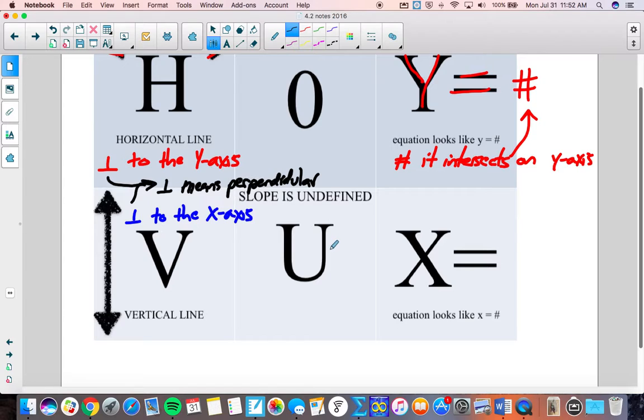Vertical line, the slope is undefined. We talked about that earlier. And then lastly, the equation is going to be x equals some number. There's no y in that equation. And the number that we're referring to here is the number it intersects on the x-axis. We're going to come back to this in a minute.